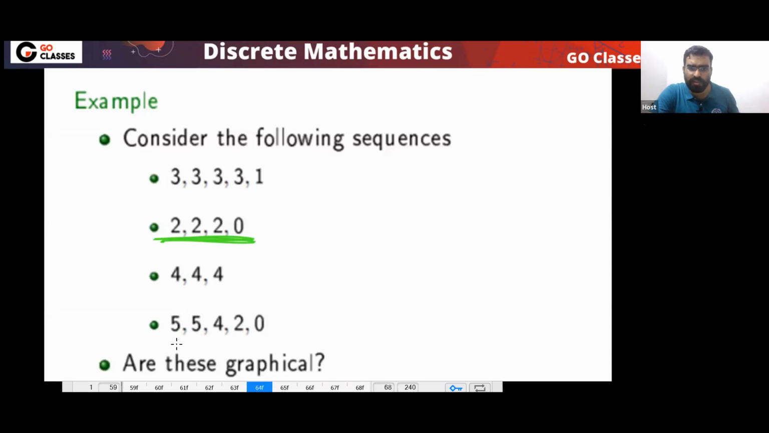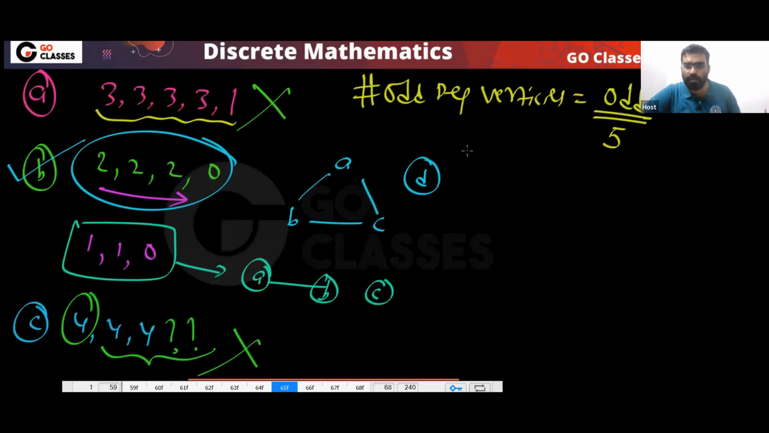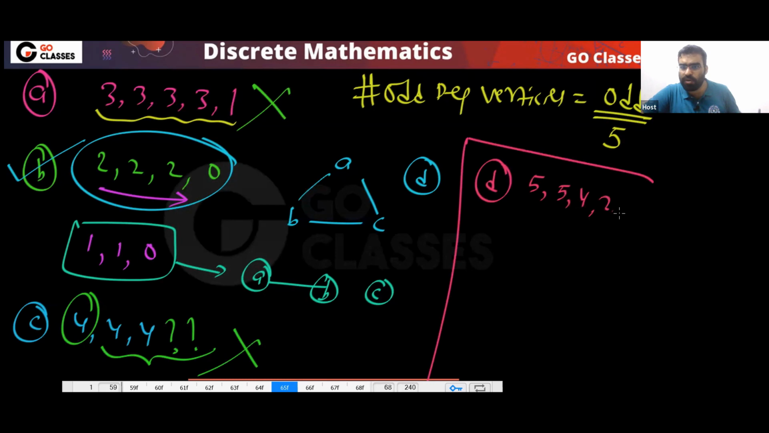Next, what about this one? 5, 5, 4, 2, 0. Let's see this one. Again, there are 5 vertices and the maximum degree is 5. Or you can delete this, and there are not enough vertices. We don't even have enough vertices. So this is also not graphic.